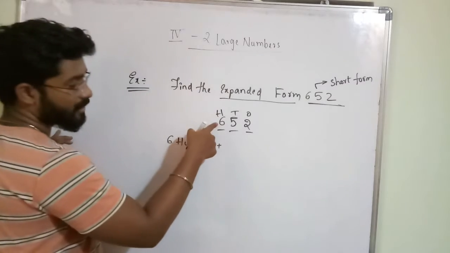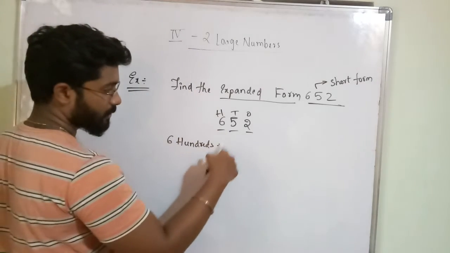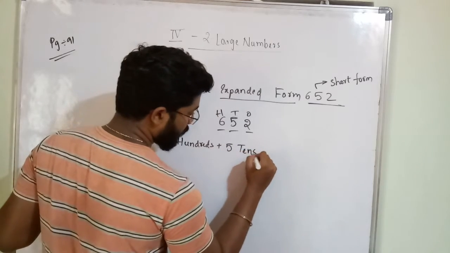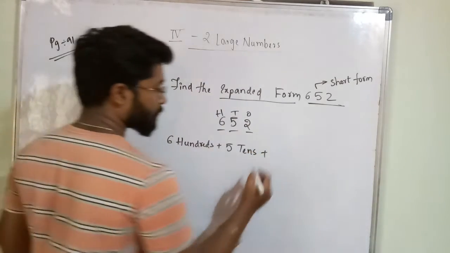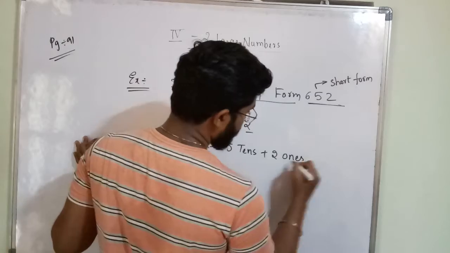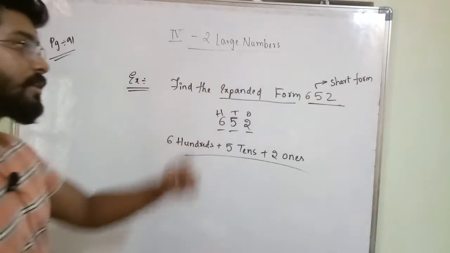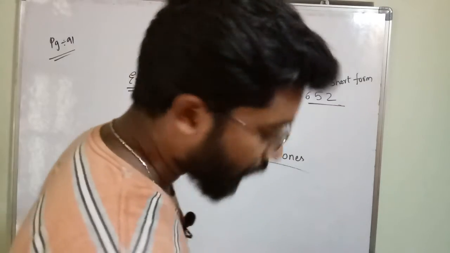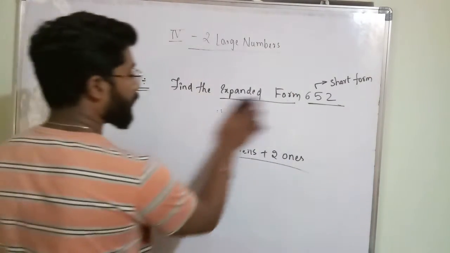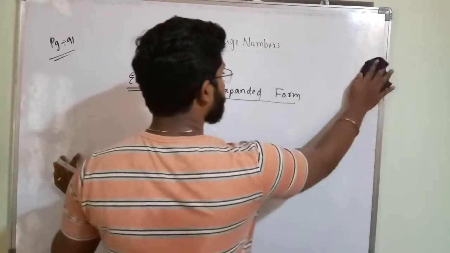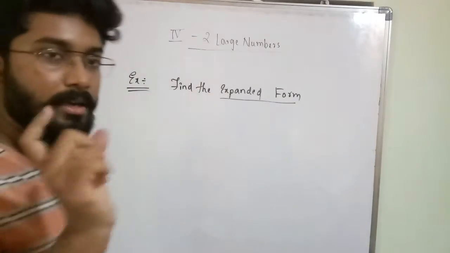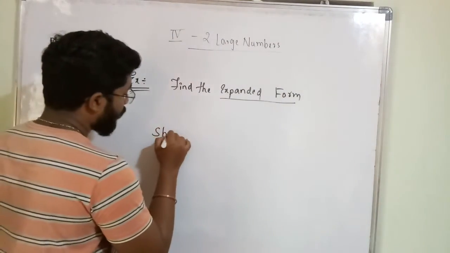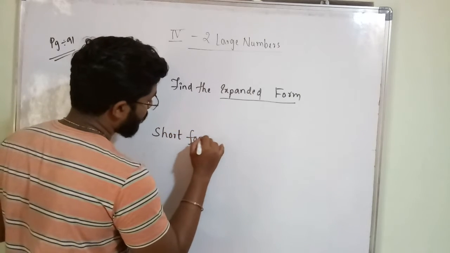6 hundreds is the place value of 6. Next, 5 is in which place? Tens place. 5 tens. Plus 2 is in which place? Ones place. 2 ones. So this is the expanded form of the number 652. Clear? So like that we have to find out the expanded form. I will give one more example. If the number is in numerical form, in the form of numbers, then it is called short form or standard form.